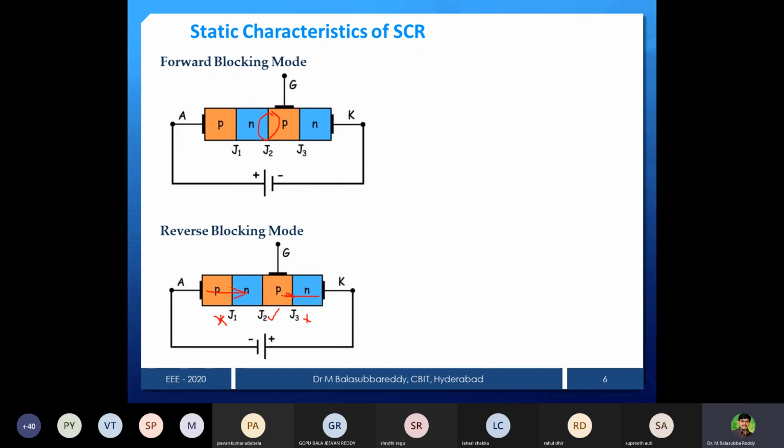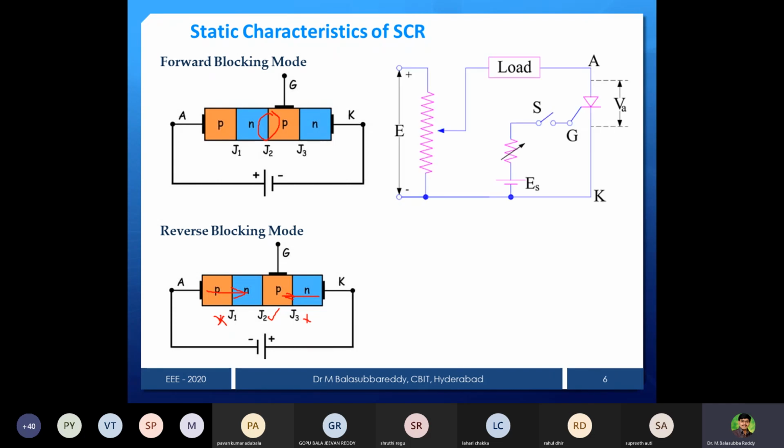This has to break down, otherwise no current will pass through the device. That I call the reverse blocking mode of operation. In a simple statement: cathode is positive with respect to anode, and hence J2 will be forward biased, and J1 and J3 will be reverse biased. This mode I call the reverse blocking mode of operation.